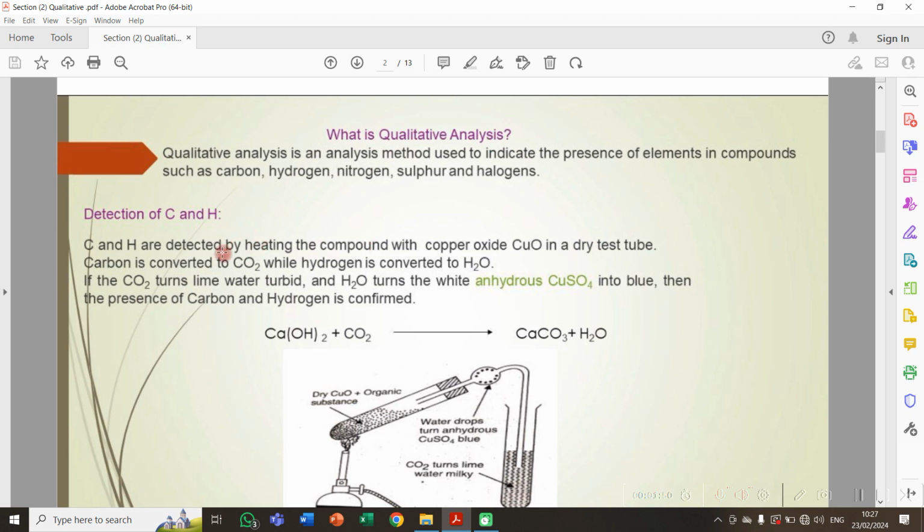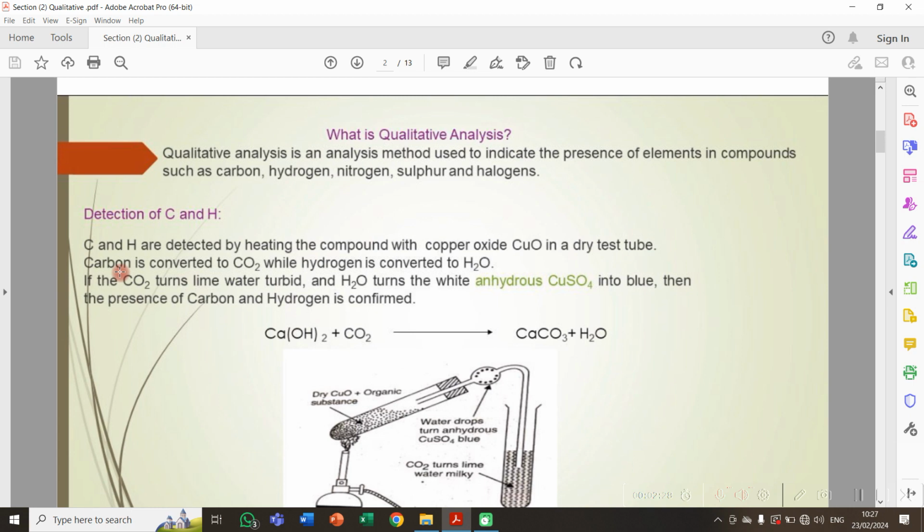How can I detect the presence of carbon dioxide? By lime water. Carbon dioxide turns lime water turbid. This is a very known reaction: calcium hydroxide reacts with carbon dioxide to give calcium carbonate, which gives turbidity. When this turbidity happens in the lab, it indicates the presence of carbon dioxide, and by this, the presence of carbon in my organic compound.